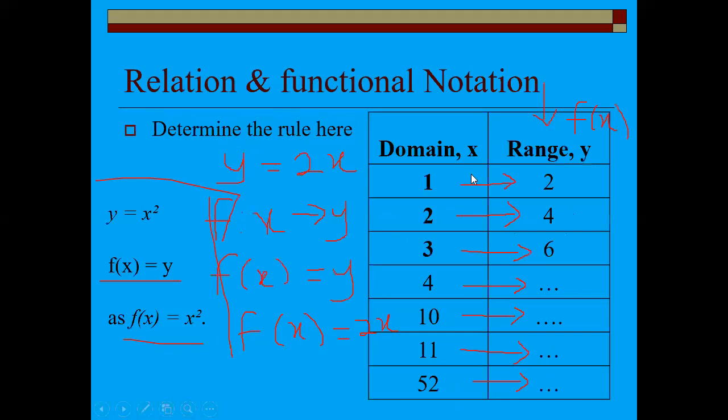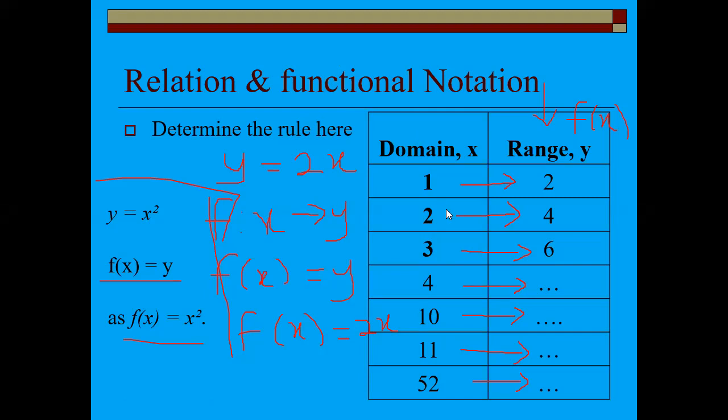I have a table on the right hand. We have elements in the domain and then elements in the range. Okay, and the assignment here is... somebody's microphone is on. Okay, so mute all your microphones to avoid feedbacks.